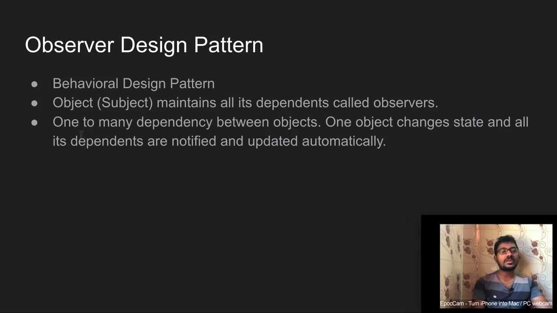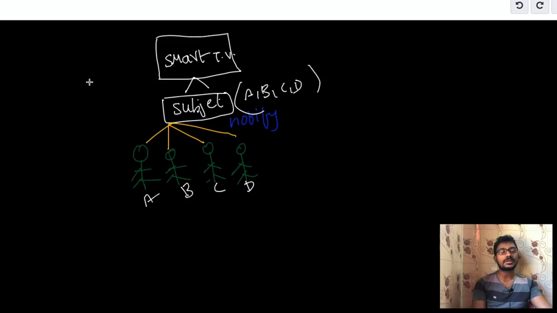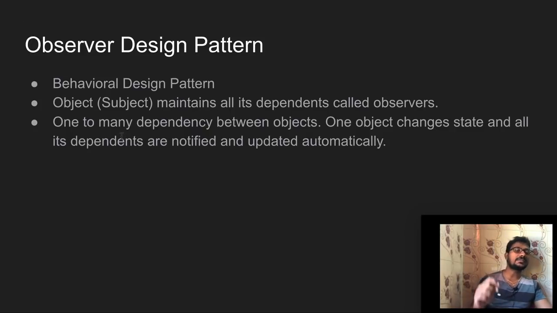And then one-to-many dependency between objects. One object changes state and all its dependents are notified and updated automatically. So this is the subject. Suppose this subject is changed from unavailability to availability state, then all the observers, which means all the objects which are registered to this subject, would be notified. That is this point: one-to-many dependency between objects. One object changes state and all its dependents are notified and updated automatically.